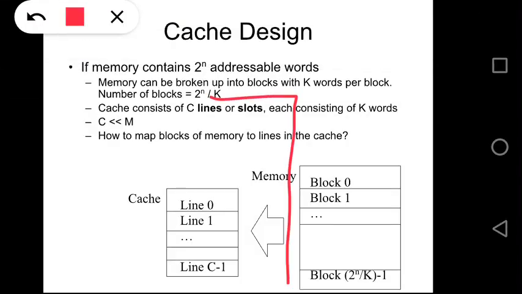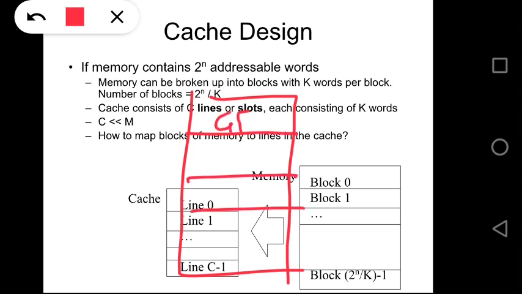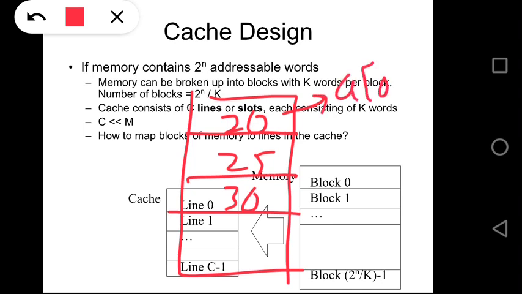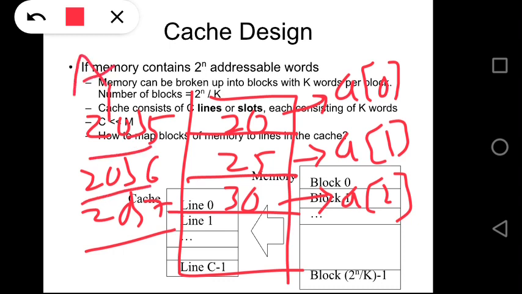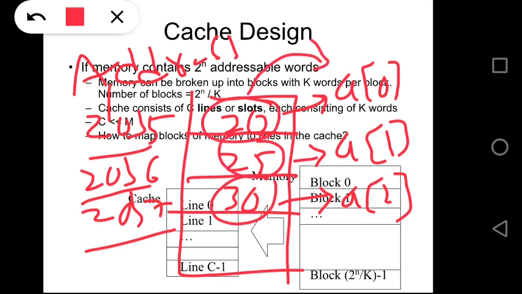If this is my physical memory, A of 0, 20, 25, 30. So this is A of 0, this is A of 1, and this is A of 2, stored at, let's assume, 35, 36, 37. See, this is the address, this is the value. This value refers to this array element. The user has to access it this way.